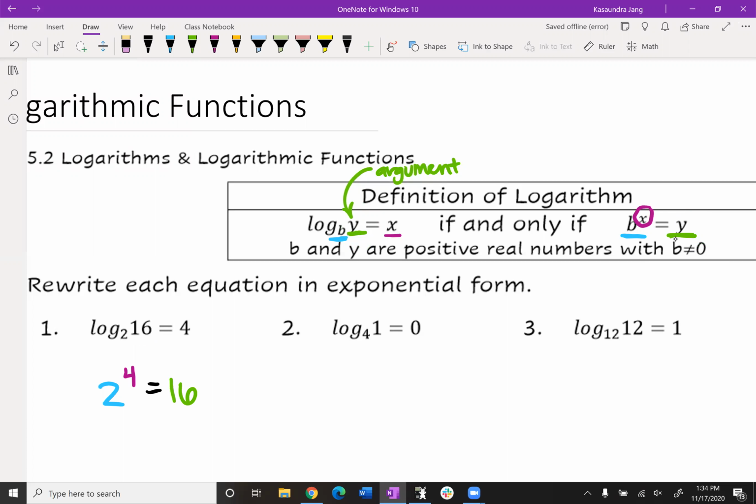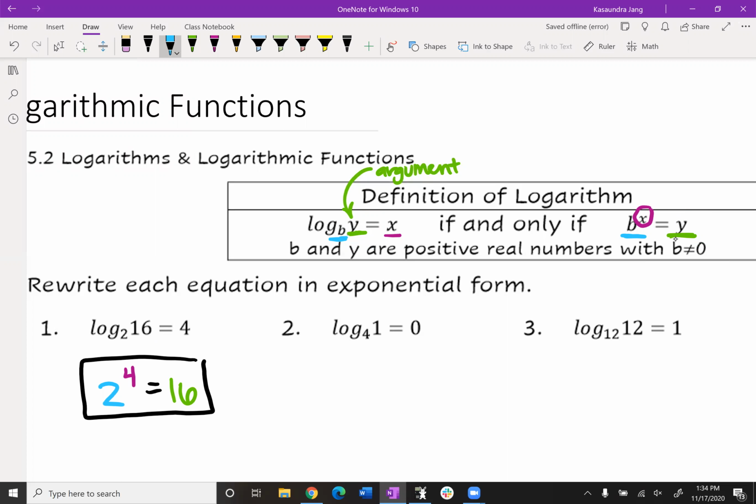Now, is that true? If you did 2 to the 4th in the calculator, does it give you a 16? Yeah, you got it? Okay. That's a good sign here. 2 to the 4th equals 16. I rewrote my logarithmic equation in exponential form. All right, so let's try this again.